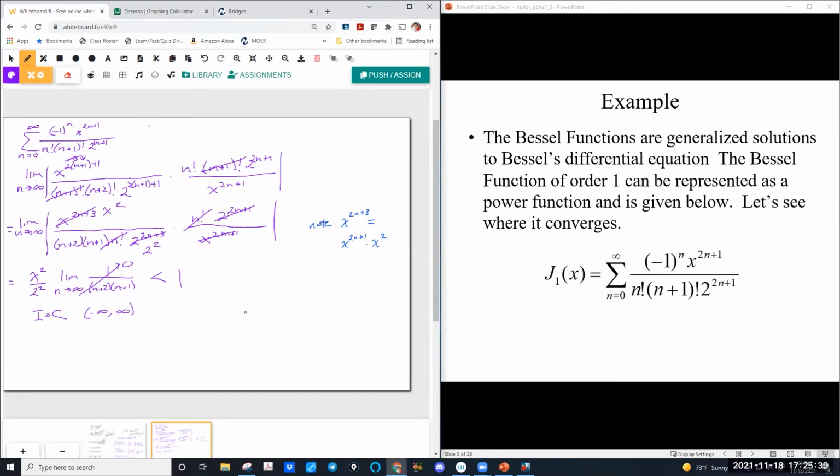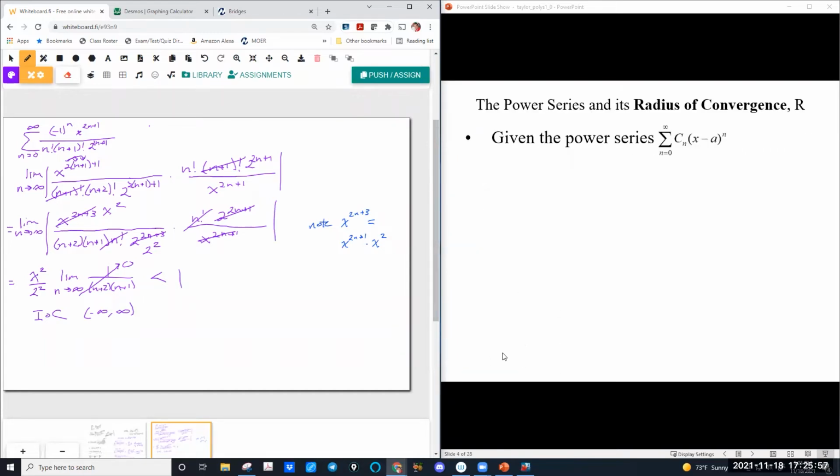Questions about this example? All right. Then, let's generalize this. And after that, we'll go through an example where it's infinite.